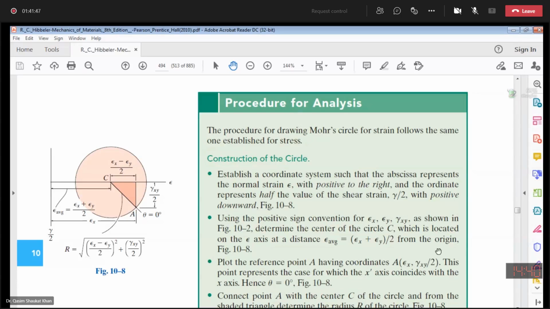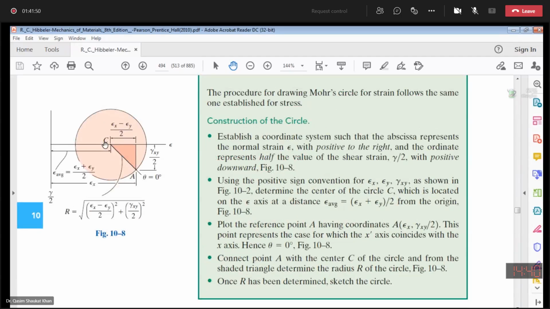Then you have to connect the center point of the Mohr circle with the reference point A, C to A. C to A represents the radius of the Mohr circle, which is also equal to the resultant, that is, the square root of epsilon x minus epsilon y over 2 squared plus gamma xy over 2 squared. That will give you the resultant or the radius of the Mohr circle.